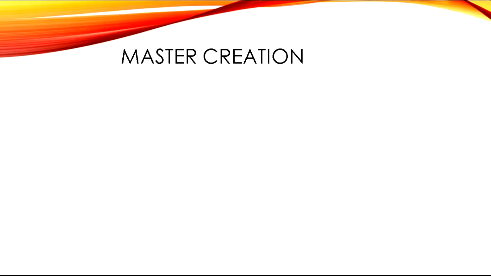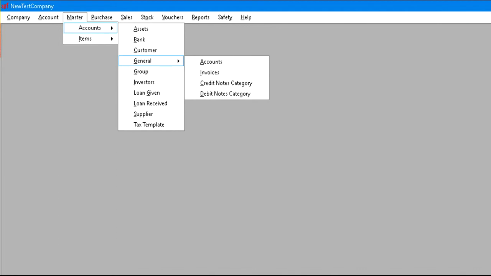Now we move on to the master creation. In master creation in 3D, we are categorizing the masters into accounts and items. So in accounts, you'd be able to see them through the ledger and bank passbook. So we'll start with the customer creation.